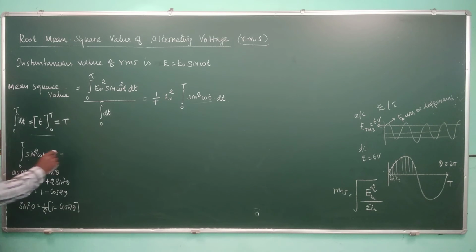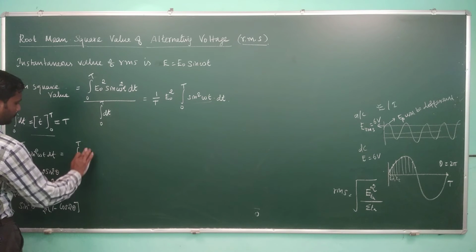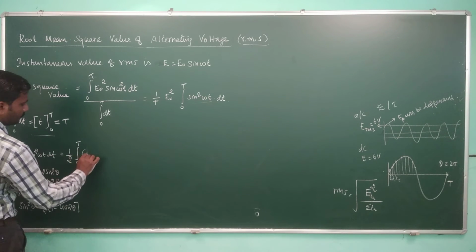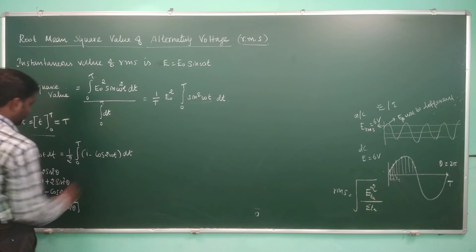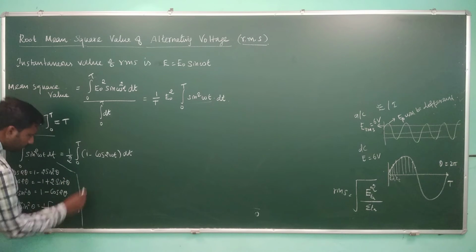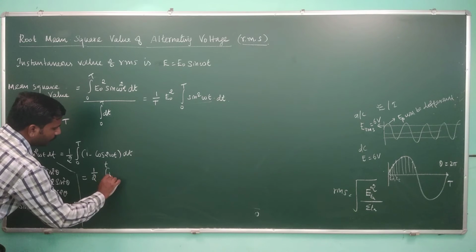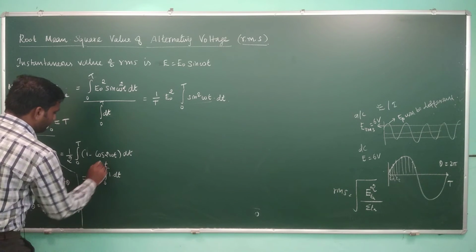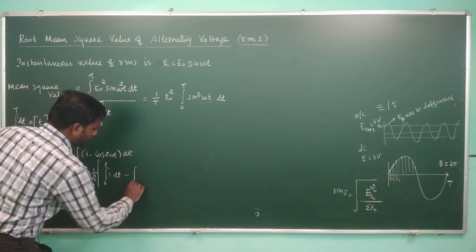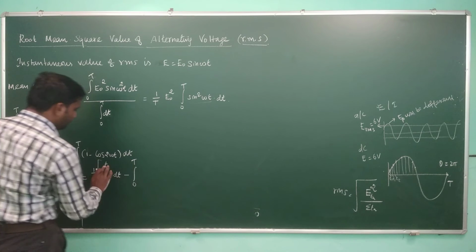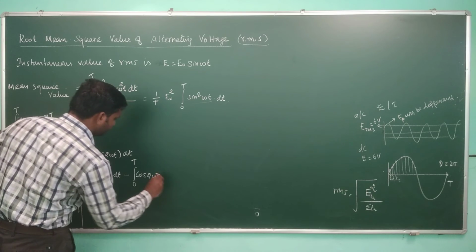Cos 2 times omega t. So this becomes the integral from 0 to T, and we can bring the 1 by 2 outside, of 1 minus cos 2 omega t into dt. So you can write the integral of 0 to T of 1 into dt, minus the integral of 0 to T of cos 2 omega t into dt.